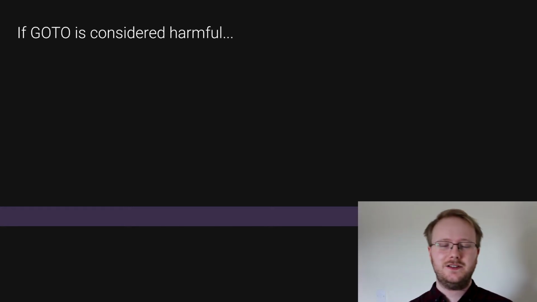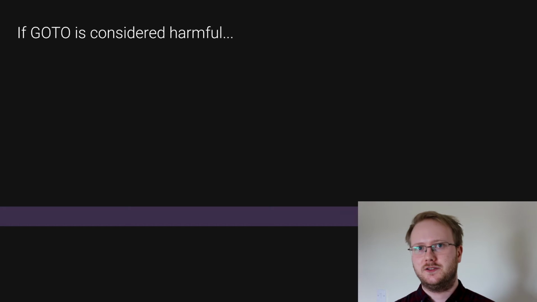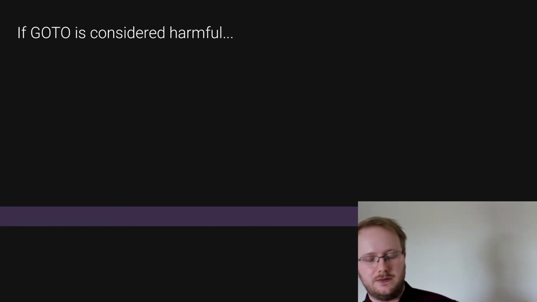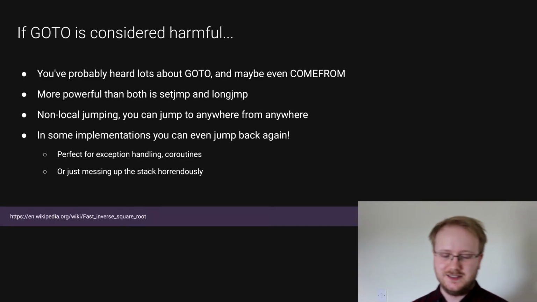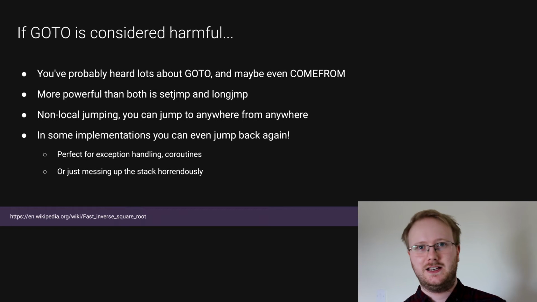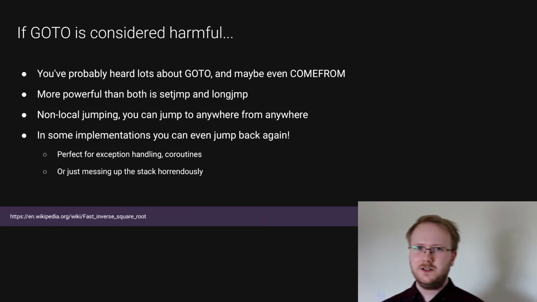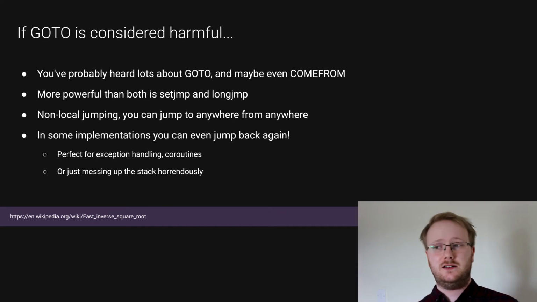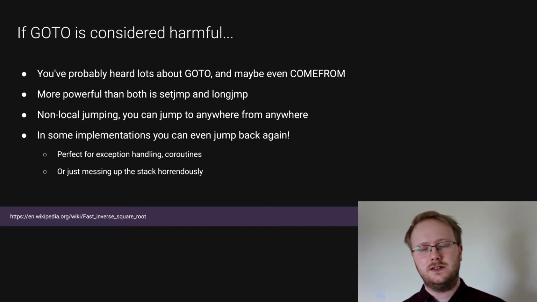But there are things even stranger than GoTo. And I'm not talking about come from as well. I'm talking about the non-local jumps that exist in C, specifically setjmp and longjmp. So, what do they do? How are they used? Are they used? Well, they are used, and they do something that's actually quite useful.